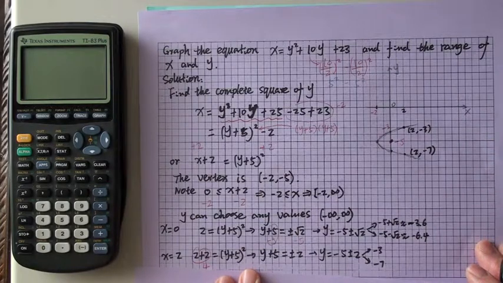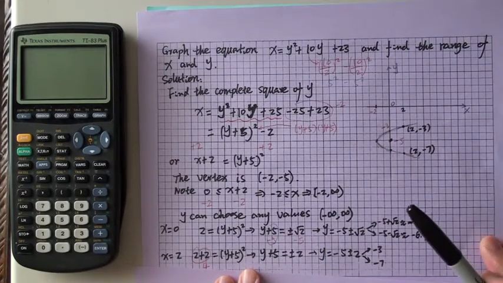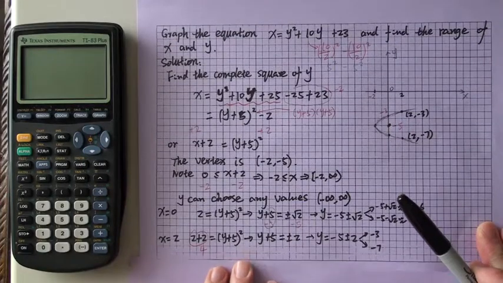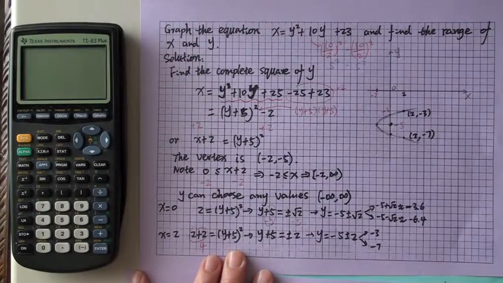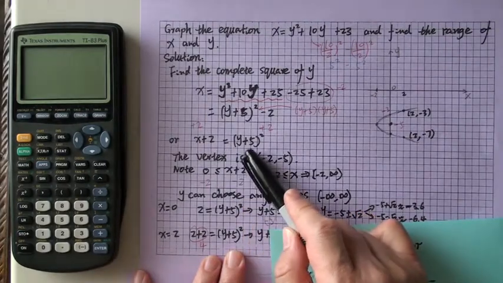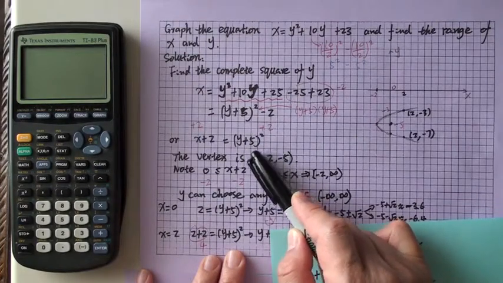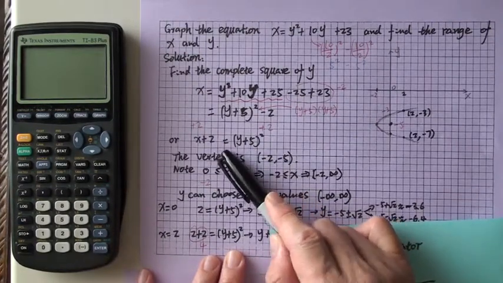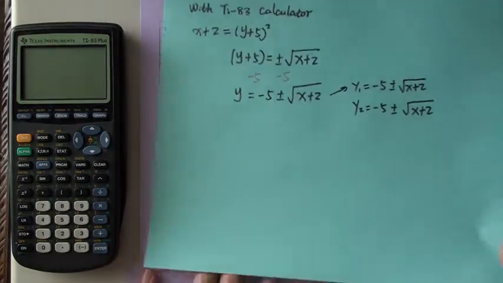Alright, then you may wonder, how are we going to do this with the TI-83 calculator? Again, those are the steps. It's actually written right here. You see the equation is x plus 2 equals y plus 5 squared. Remember this one: x plus 2 equals the quantity squared. And that's the one right here.